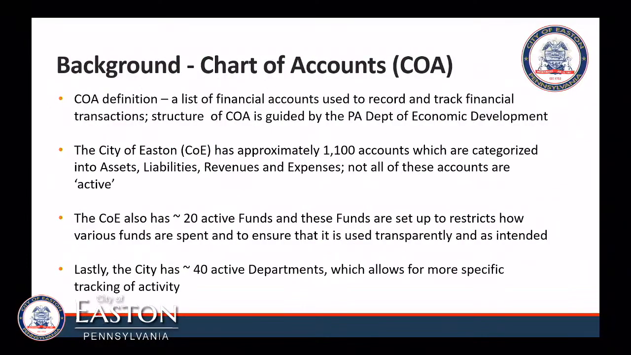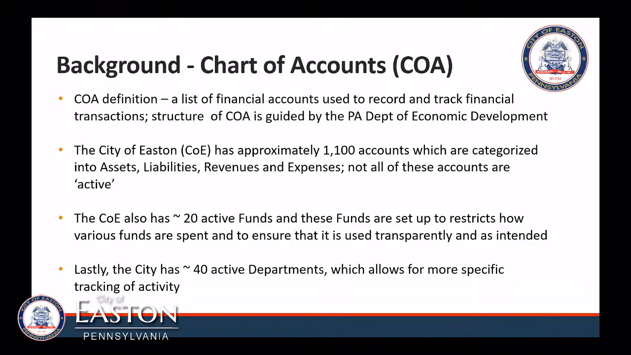To start, and I apologize, as I'm sure many of you know this already, we do have a chart of accounts for the city. Typically, other municipalities, other organizations, and businesses have a chart of accounts. It basically tells you, is an account an asset? Is it a revenue? Is it a liability? Is it an expense, et cetera?